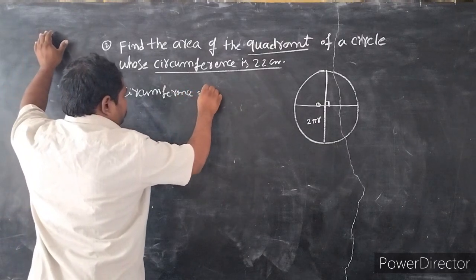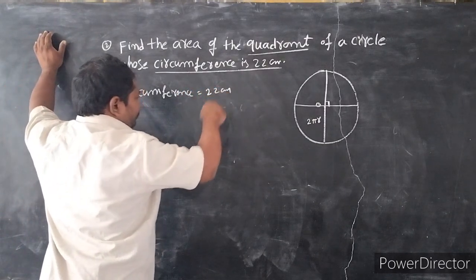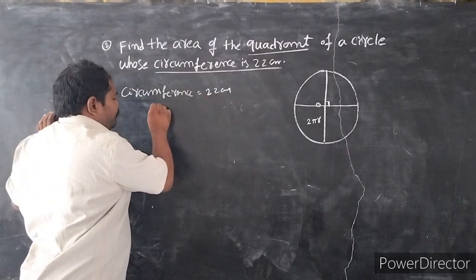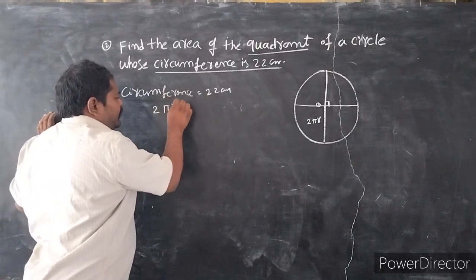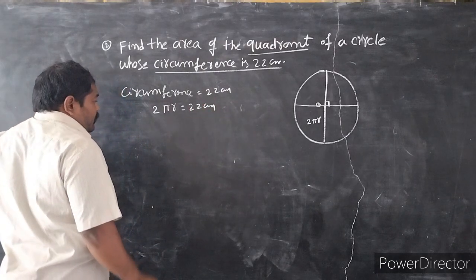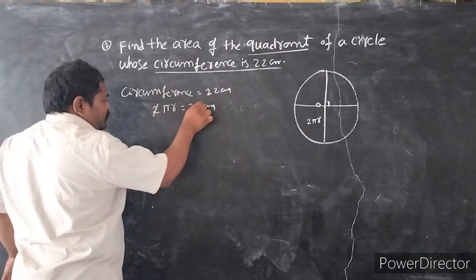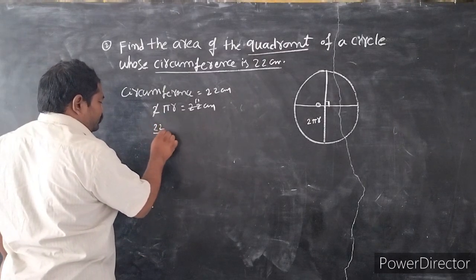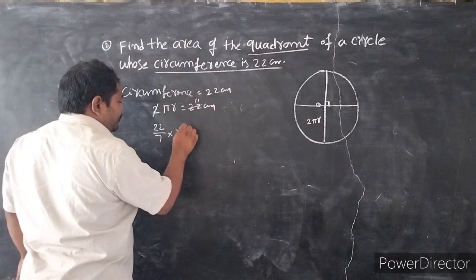The circumference of the circle is 22 centimeters, they have given. What is the perimeter of the circle? Circumference means 2 pi r equals 22 centimeters. Next, 2 1s are 2, 2 11s are 22. Pi stands for 22 by 7 here. We have to calculate the radius.